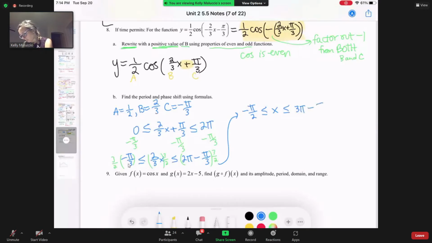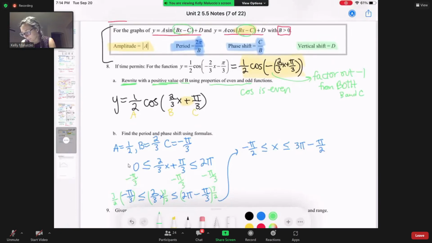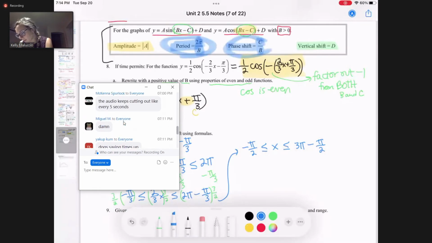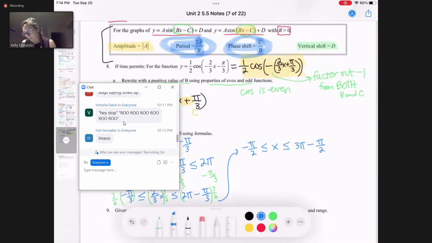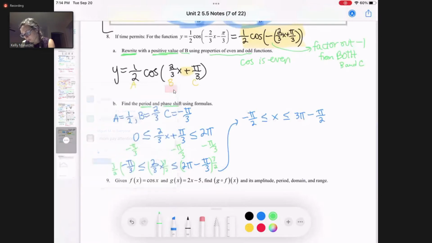minus pi over 2. Okay. And actually, I just did all of that, but I'm kind of being dumb because they gave us all of these formulas. We could have just used this formula here for period, phase shift, and vertical shift if we wanted. And this really only wanted period and phase shift, so my bad.